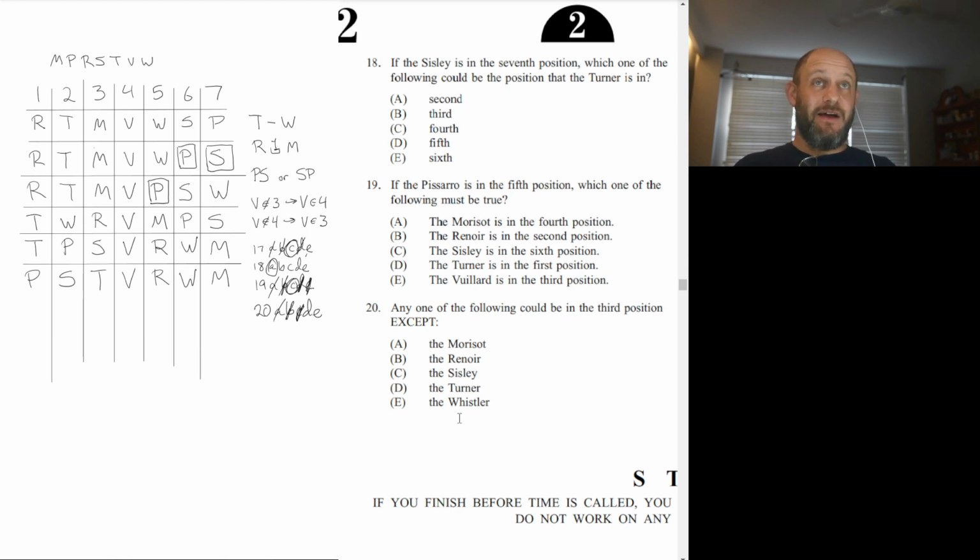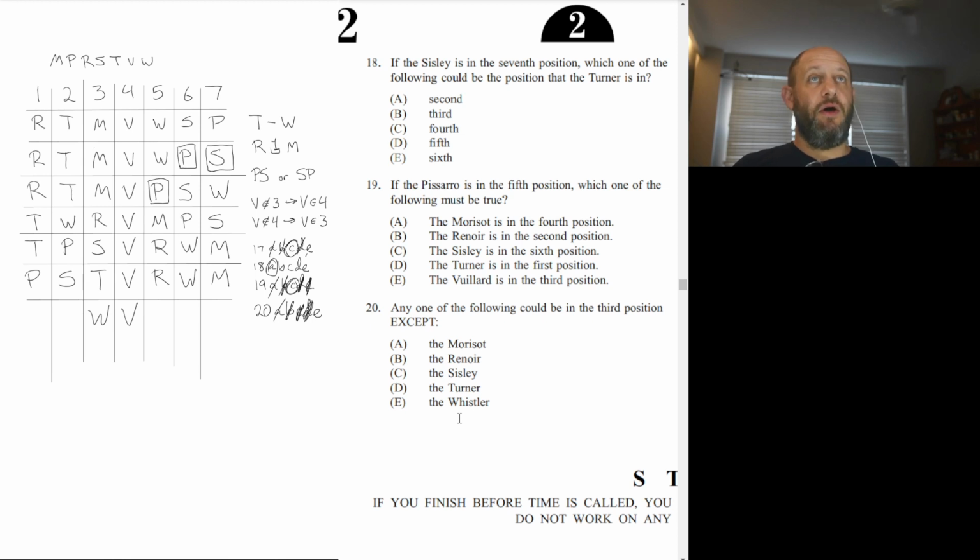We're going to check. T before W, R and M split by 1, P and S next to each other, V is fourth. Everything looks okay. It means W's got to be my answer, but I'm going to confirm because we're in a confirming mood. And I'm going to try to put W there. That forces V there.